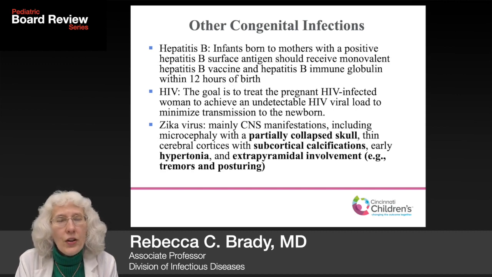Zika as a congenital infection has just really gained attention over the past 5 years or so. It mainly has CNS manifestations, including microcephaly with a partially collapsed skull, then cerebral cortices with subcortical calcifications. They have hypertonia, which is a little different than many of the other congenital infections where the baby has decreased tone. And there's extrapyramidal involvement with tremors and posturing. So it's probably not something you're going to encounter here in the US, but you have to ask potentially if they've been in South America.